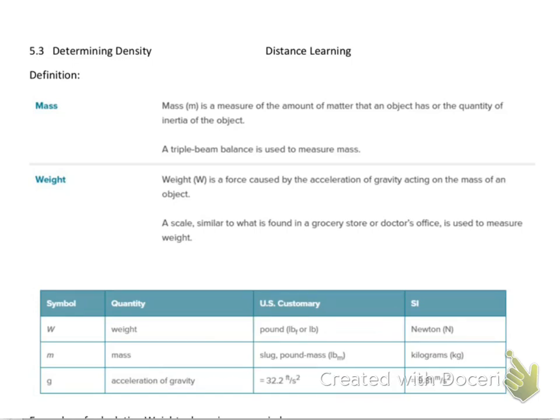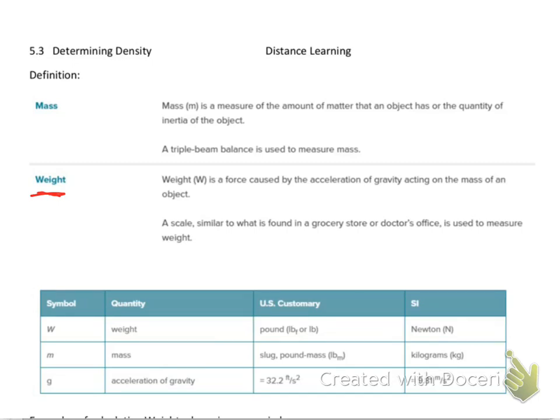Firstly, we have some definitions. Mass is a measure of the amount of matter that an object has, or the quantity of inertia in the object. The way you get mass is you can use a triple beam balance to measure mass. We are most familiar with weight. Weight is actually a force caused by the acceleration of gravity acting on the mass of an object. Scales like those found in the grocery store or a doctor's office are used to measure weight.